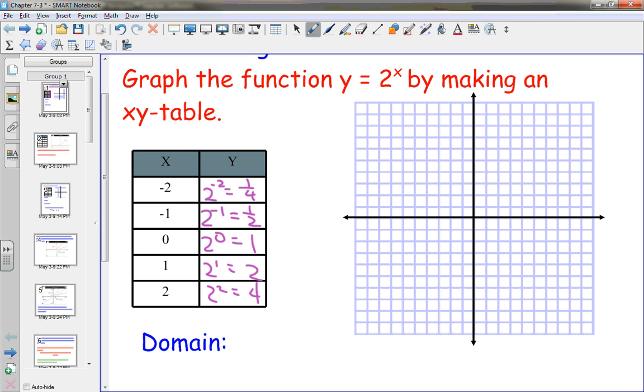Okay, now if I graph those points, -2 and then 1/4 gets me so close to the x-axis. Then -1 to 1/2, and then 0 to 1, 1 to 2, 2 to 4. Do you see my ordered pairs that I just graphed on there? Now, the exponential function takes this shape that gets very close to the x-axis, curves up, and looks like a growth function. Do we all see that? It's an increasing growth exponential function.